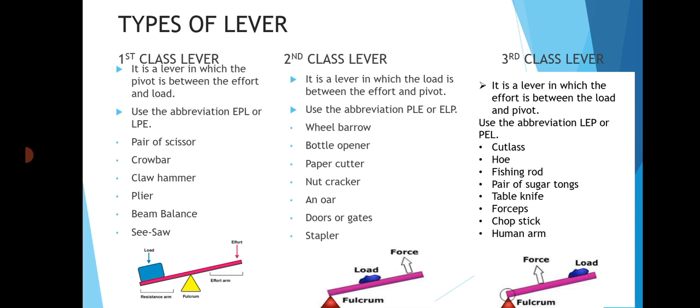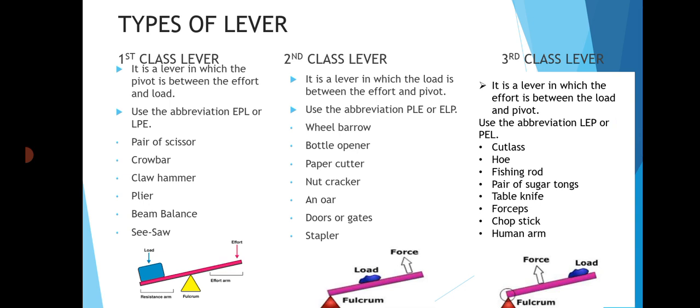What's a first class lever? It is a lever in which the pivot is between the effort and the load. Now we use the abbreviation EPL or LPE, meaning the pivot or the fulcrum at all times is between the effort and the load. Examples are pair of scissors, crowbar, claw hammer, the plier, beam balance, and also the seesaw.